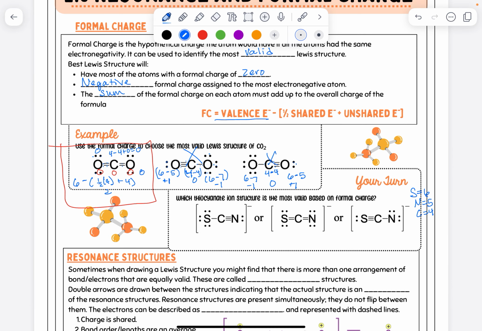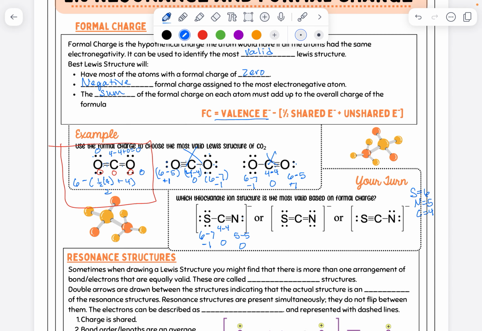So sulfur has 6 minus, I have 2, 4, 6, and then this is half of that, 7. 6 minus 7 gives me a -1. This carbon has 4 minus 2, 4, 6, 8, half of 8, 4 minus 4, which is 0. And then nitrogen has 5, so then I have 2, 3, 4, 5, or half of 6, which is 3, so 5 minus 5 is 0. So that's the first one.